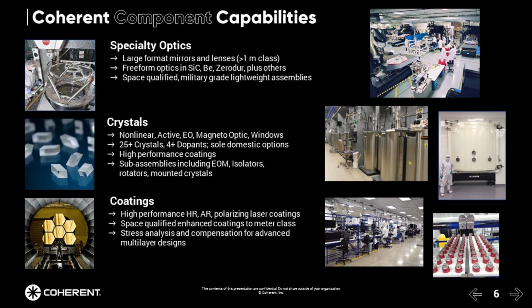We can also take those crystals and put them into higher level subassemblies. So for instance, we can take a nonlinear crystal, mount it in an oven to control its temperature and therefore its conversion efficiency and capabilities. We can take active crystals and mount them and solder them into heat sinks, which are used to remove the heat as you pump these crystals to produce high power lasers. We take our magneto-optic crystals and assemble them into optical isolators and Faraday rotator assemblies by incorporating magnets around them. And then we can even add the electrodes to our electro-optic crystals to create electro-optic modulators that are used in Q switches and for modulating laser output power.